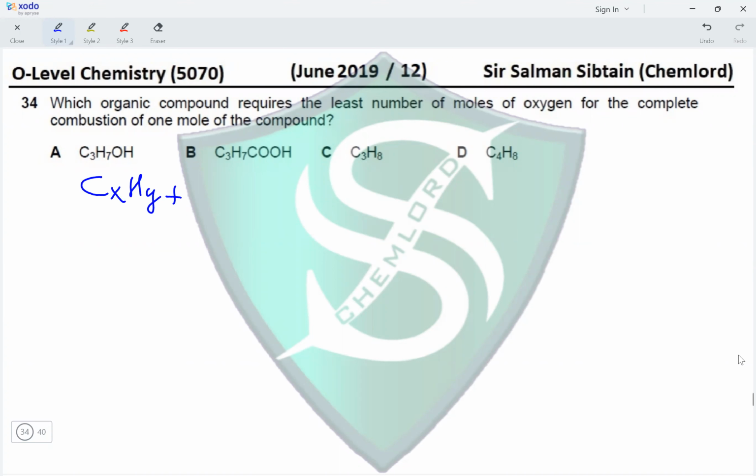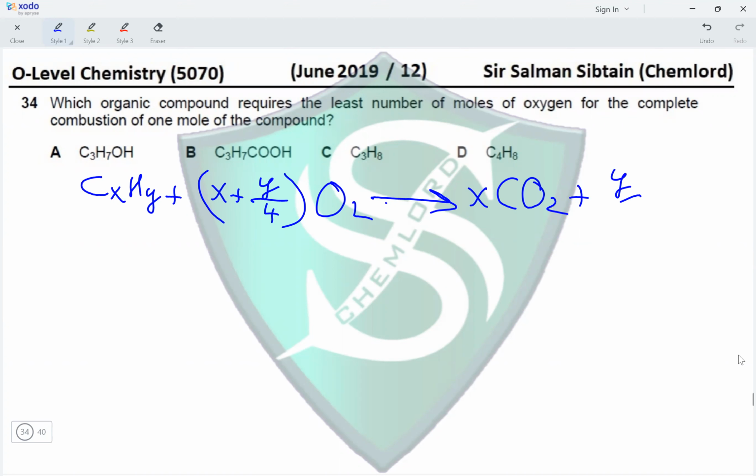The general combustion equation is CxHy plus (x plus y upon 4) O2, giving us x CO2 and y upon 2 H2O. So if we have any oxygen atom present in the reactant, we would subtract half from the x plus y upon 4 expression, half of an oxygen molecule. And if we have 2 oxygen atoms present in the reactant, then we would subtract 1 oxygen molecule from the expression x plus y upon 4.